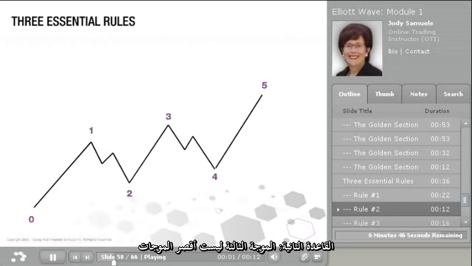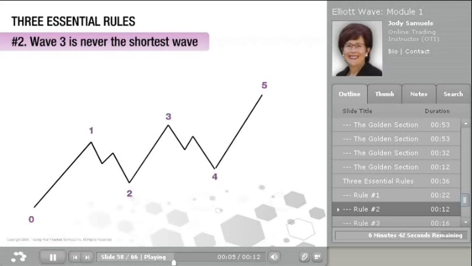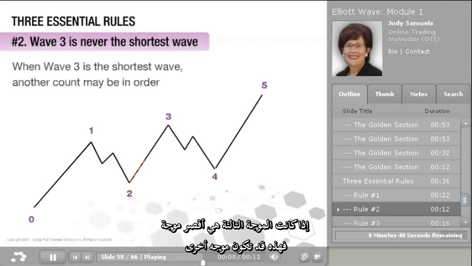Rule number 2. Wave 3 is never the shortest wave. When wave 3 is the shortest wave, another count may be in order.